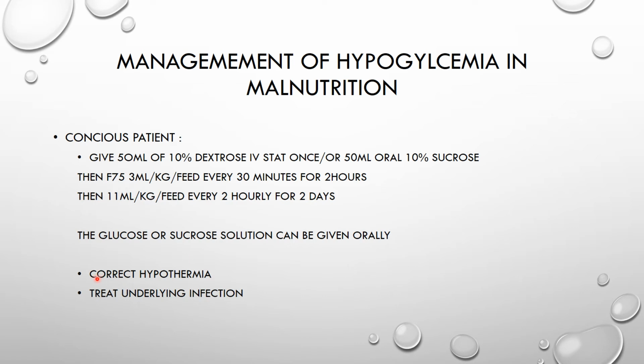Then we want to correct hypothermia, so we want to put the patient in a warm environment. We want to make sure that the patient is adequately clothed, and we want to avoid any heat loss. We put a head covering on the patient, and then we treat any underlying infections. This is to correct any factors that can make hypoglycemia refractory. So underlying infection can make hypoglycemia refractory, so we want to treat that, and we give IV antibiotics as soon as possible.